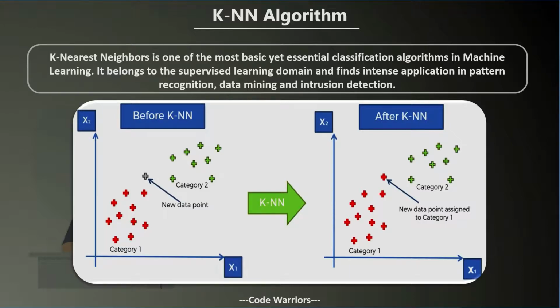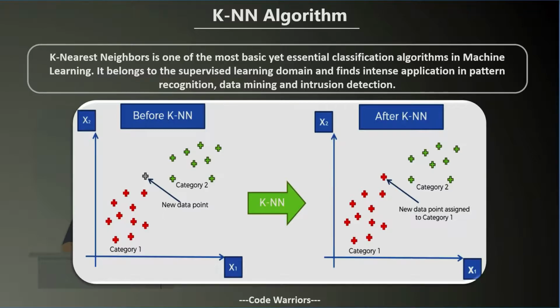K nearest neighbor is one of the most basic yet essential classification algorithms in machine learning. It belongs to the supervised learning domain and finds intense application in pattern recognition, data mining, and intrusion detection. As I said earlier, K nearest neighbor is a very easy and basic algorithm and fast in calculation, so it has many applications in various domains.